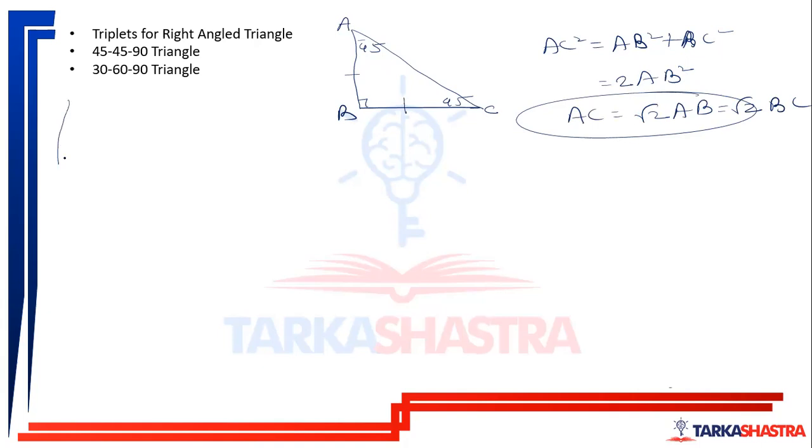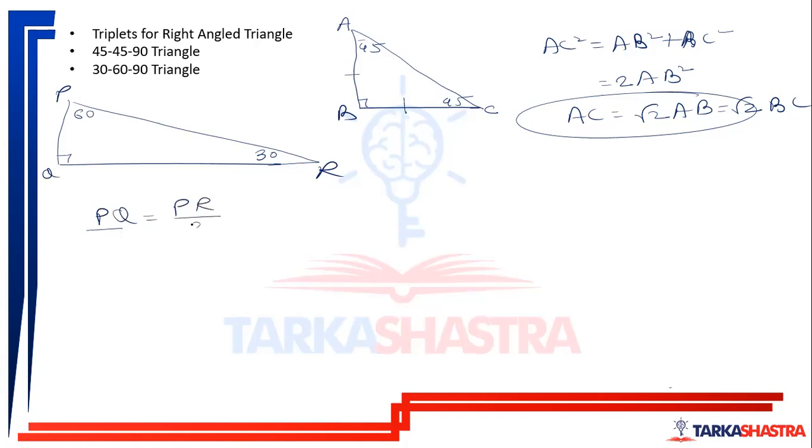Similarly, if I draw another triangle, which is a 30, 60, 90 degree triangle. So obviously this is a smaller triangle. This is 90 degree and this is 60 degree. So here, if the triangle is PQR, we should know that the side opposite to 30 degree, that is PQ, is equal to half of the hypotenuse, and the side opposite to 60 degree, that is QR, is equal to root 3 by 2 times the hypotenuse.